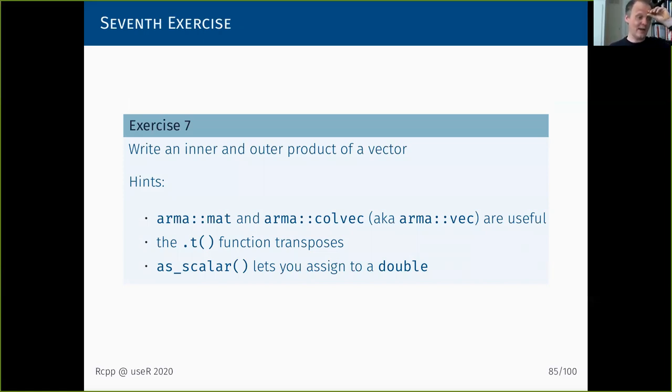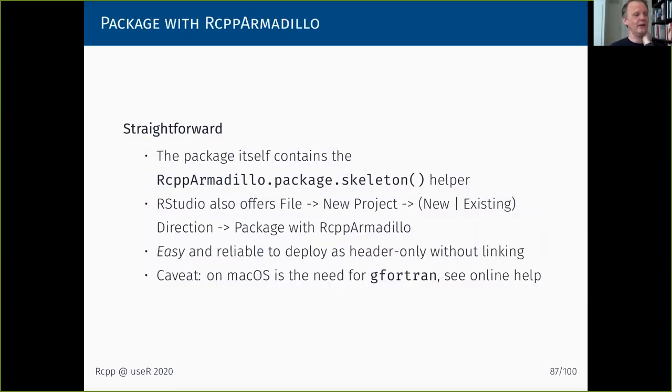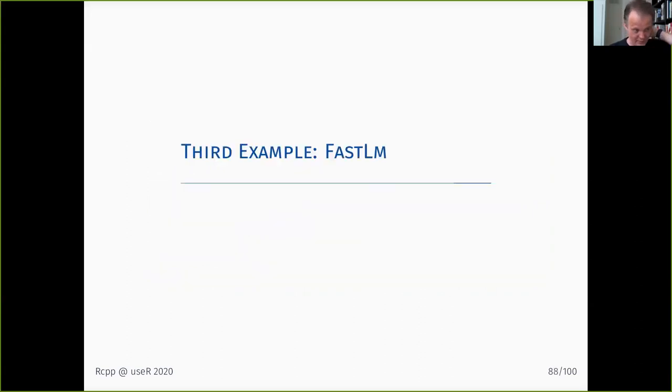If we had more time, I would let you work a little bit on inner and outer product of the vector, what we saw, a little bit working with transpose and a scalar, which is there again. And again, in a package, we just go to RcppArmadillo.package.skeleton, or do it from RStudio from the same menu path I showed earlier. If you're on macOS, you may have to do a little bit of extra work. At times, the Fortran compiler is out. At other times, you have to do extra work for OpenMP. So there's always a little bit of work involved. On Linux, it just works and flies, so no issues.